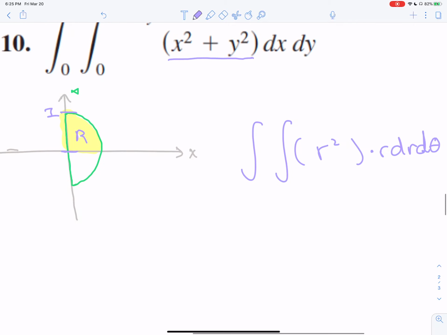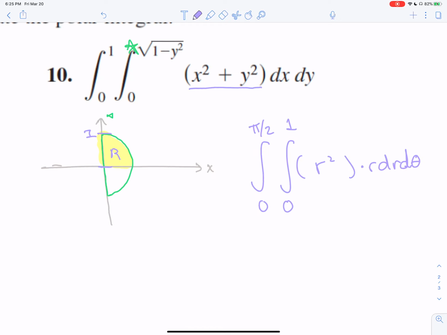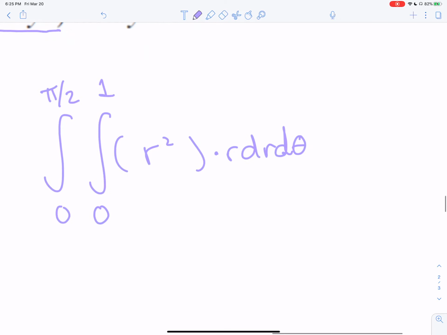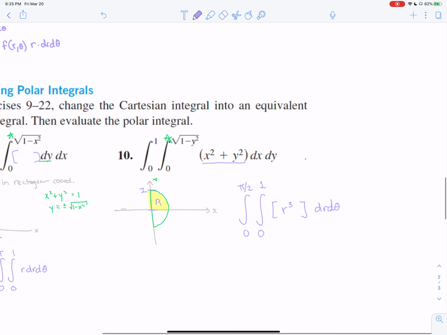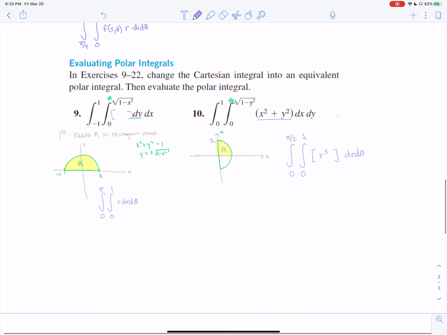These are also going to be really easy to set up in polar. r is just from 0 to 1, and then theta will be from 0 to pi halves, just to give you that quarter of a circle. And what we can do as well to clean this up a little bit is to multiply that extra r in and just do r cubed dr d theta. There we go.